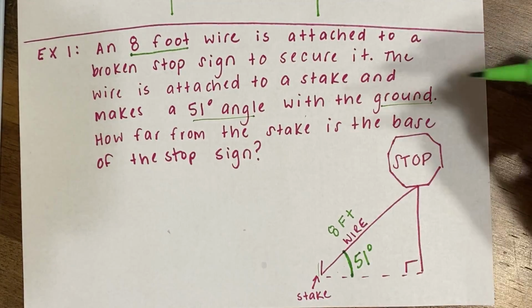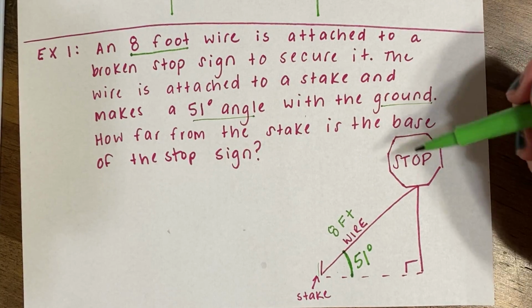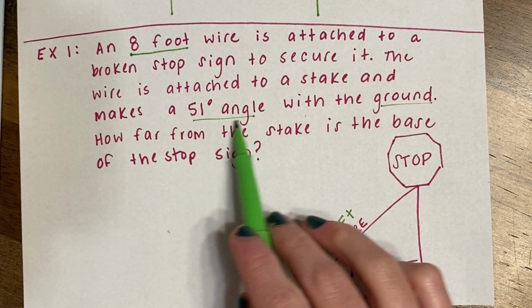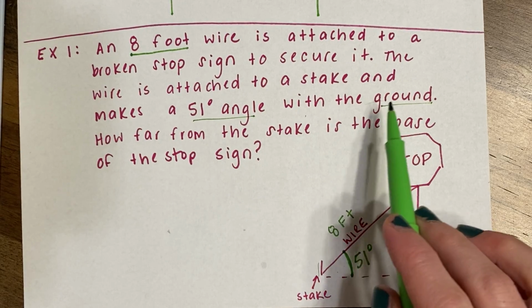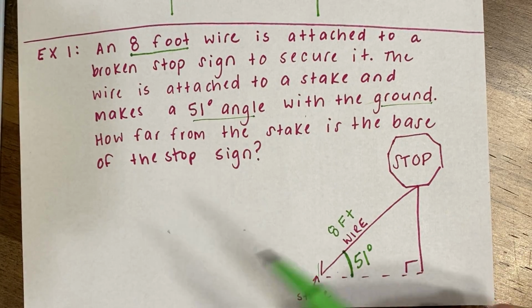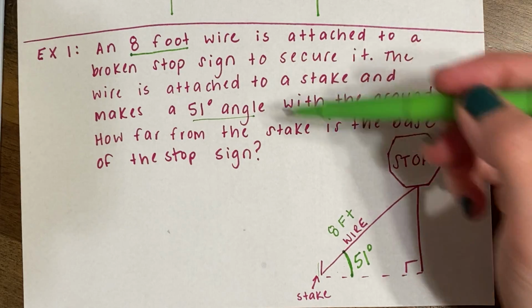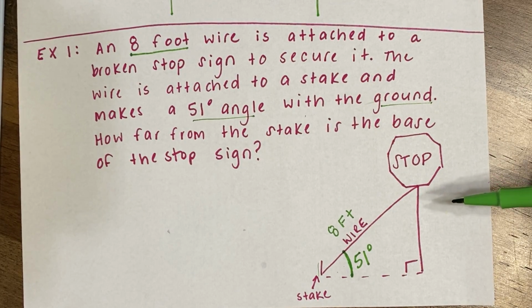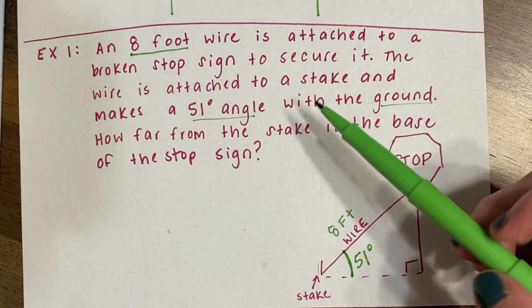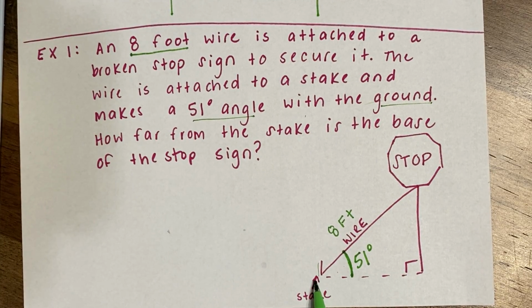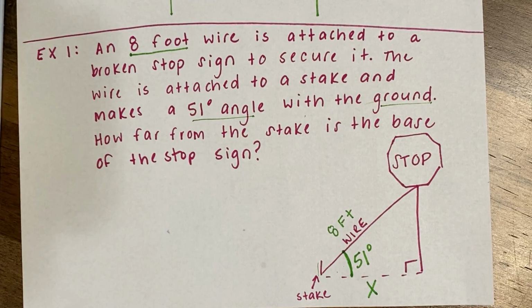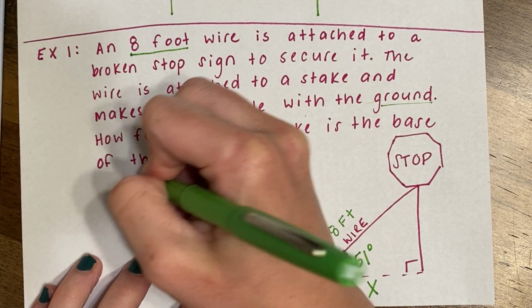So make sure, read the problem through, label your information, underline what's important and look at the keywords around the numbers, because that's going to tell you where to label that in your diagram. Okay? So we want to know how far from the stake is the base of the stop sign. So that's referring to where it goes into the ground. So we want to know this length in our triangle. Okay? So just like we did last time, you always start by labeling.